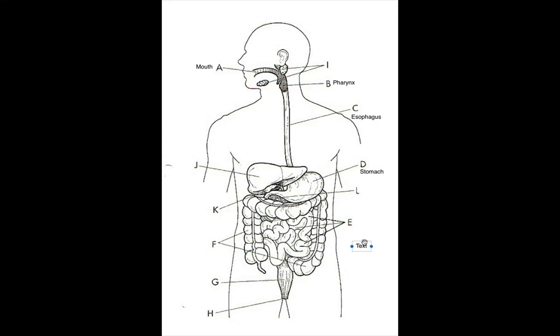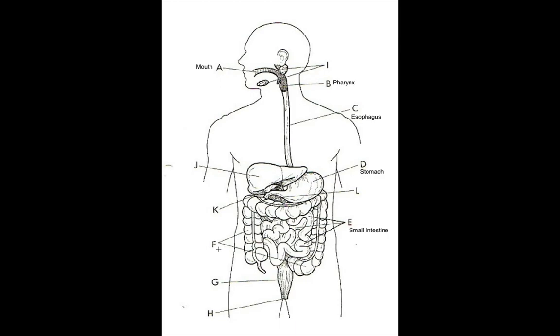E is going to be the small intestine. You did learn a couple different layers to it. I'm not going to make you label them for now, but keep those in mind, because you will definitely be labeling them at some point. Remember, the top portion we call the duodenum. The middle portion is the jejunum. And the bottom part is the ileum. So duodenum, jejunum, ileum. All right, so small intestine.